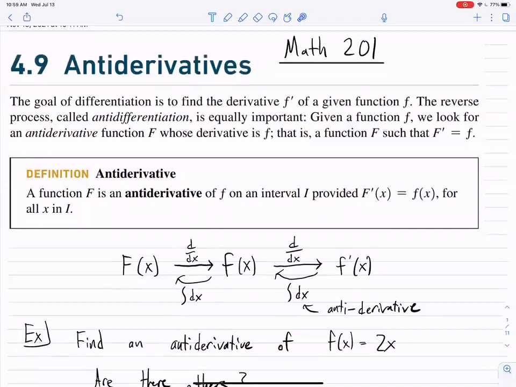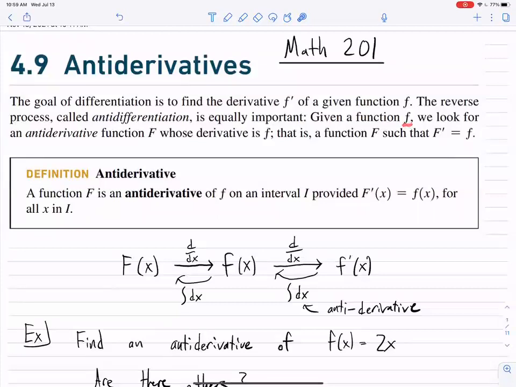And so the name of the lecture should kind of indicate what it will be about. So we know what a derivative is. And so now we're going to talk about antiderivatives, or the opposite of derivatives. And so the idea of differentiation is you have some function f and you find the derivative function. The reverse process called antidifferentiation is also very important.